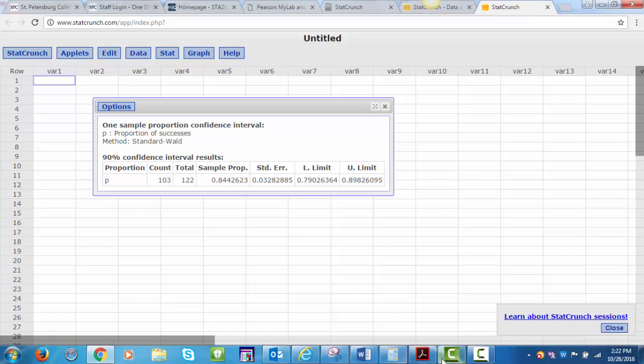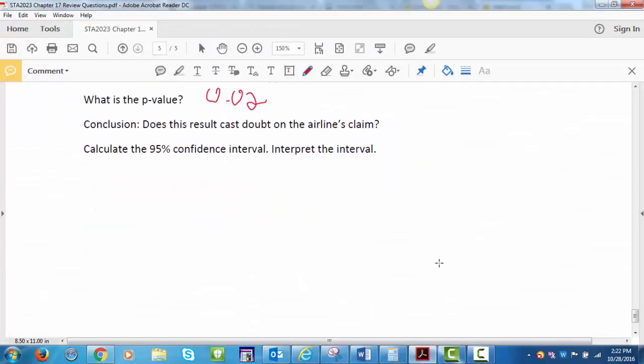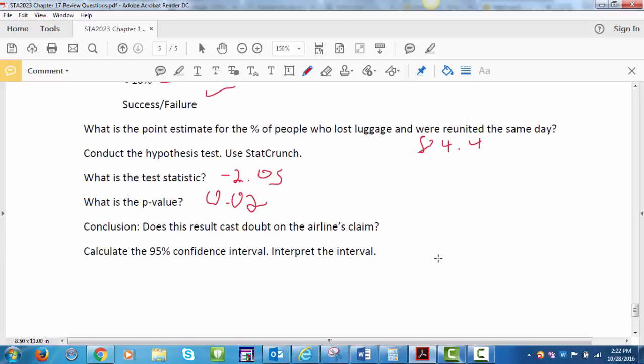So hopefully these two examples will help you as you're working on your homework and finishing up chapter 17.